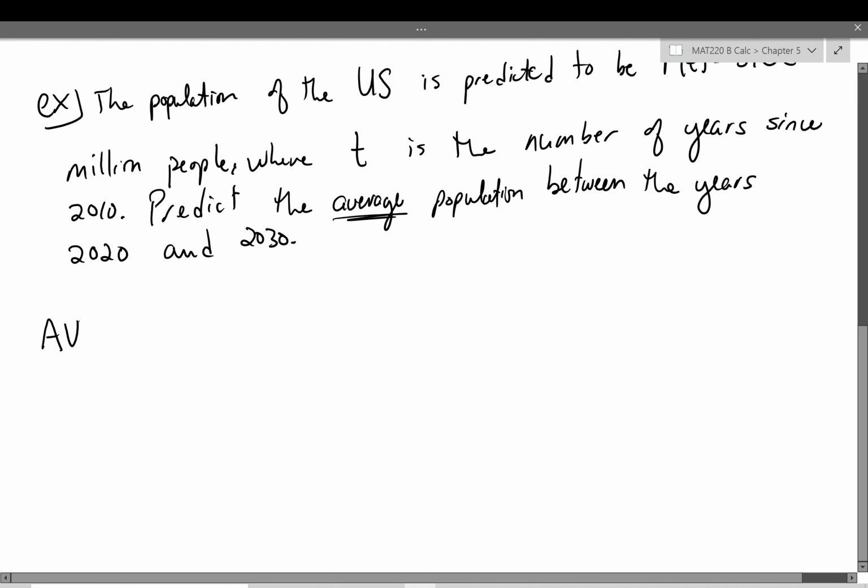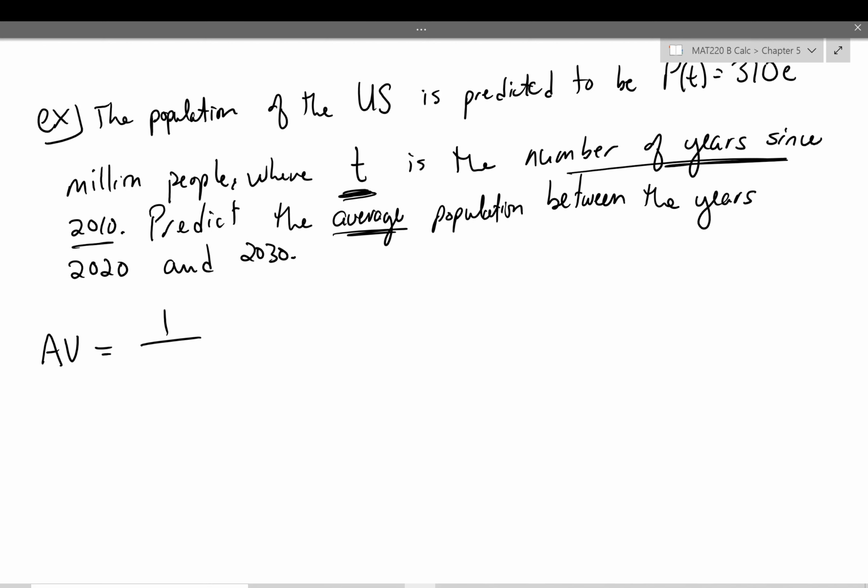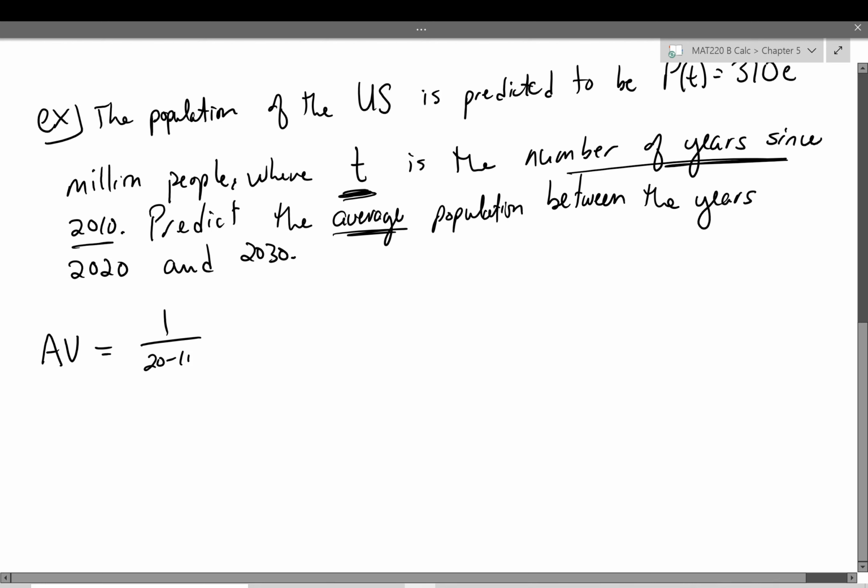So the average value is going to equal 1 over. Now, the thing we have to be aware of is that t is defined as the number of years since 2010, okay? So if we're concerned with the years 2020 to 2030, then the number of years since 2010 is going to be 20 minus 10, because 2030 minus 2010 is 20, and then 2020 minus 2010 is 10. Times the integral from 10 to 20 of 310 e to the 0.0073 t dt, okay?